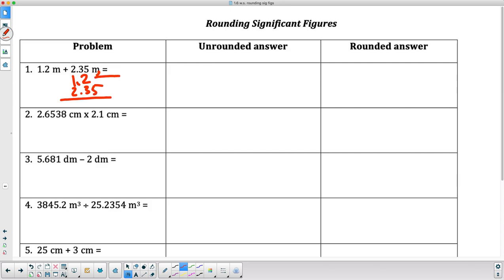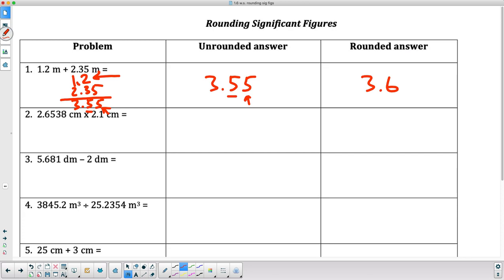You can see here that this one has the least number of decimal places, so we're going to round off to the tenths place. When we add them up, we get 3.55, which means I'm rounding off to the 5, and I'm checking to see if it's 5 or higher, and it is. So my unrounded answer is this one. My rounded answer, because I'm rounding off to the tenths place, and that's 5 or higher, is 3.6. And that's how we do all of them.